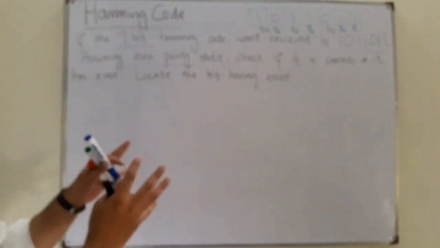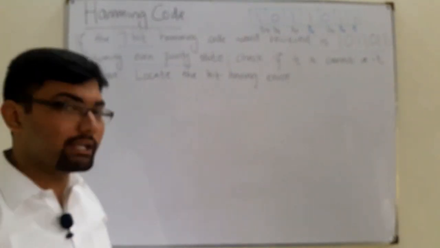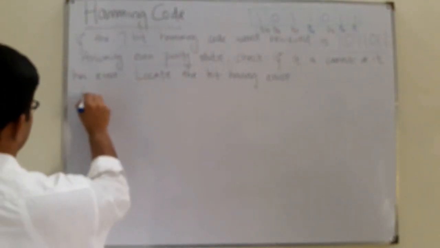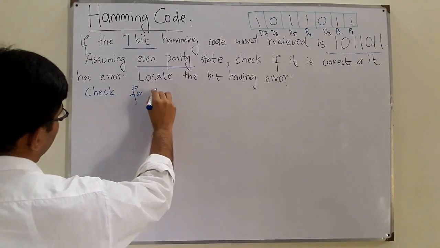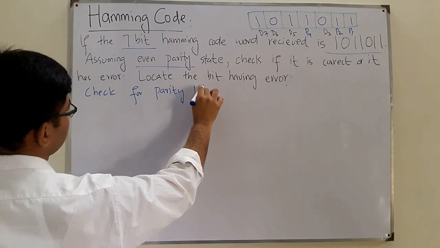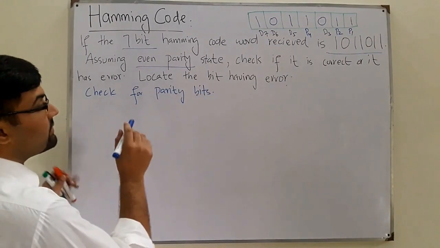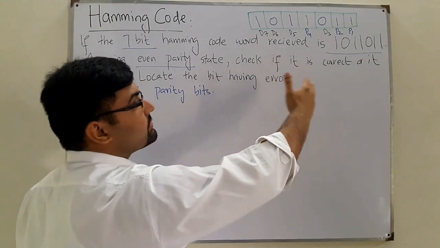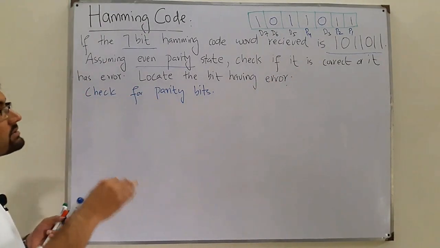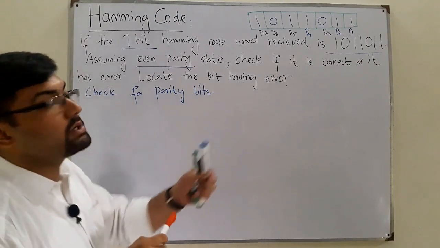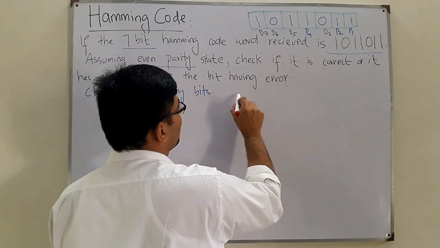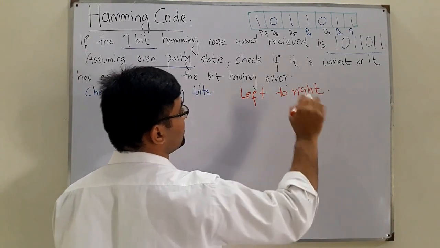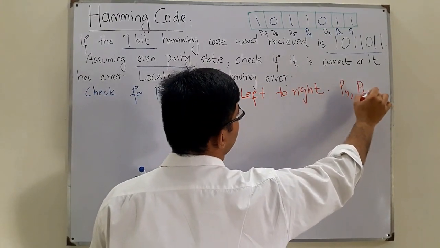Now, when this code is received at the receiver, they check for the parity bits. How do we check? In the parity check, we go from left to right, which means first we check P4, then P2, and then P1.